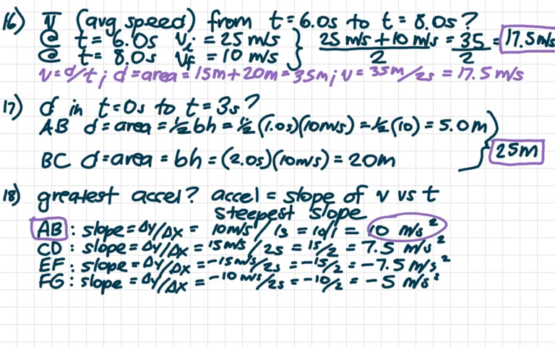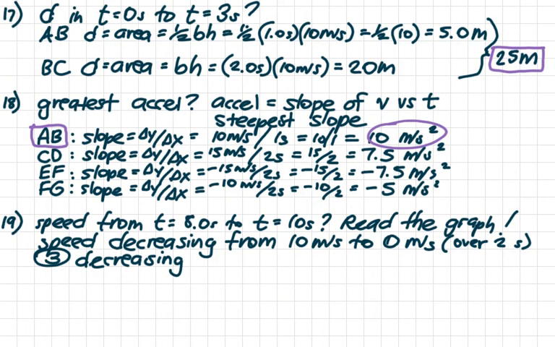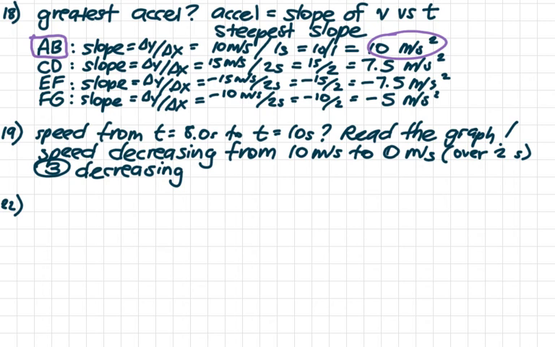All right, 19, the last question dealing with this particular graph. It says from 8 to 10 seconds, what's the speed doing? So we just read the graph. It's a speed graph, so read the graph. We can see that the speed is decreasing from 10 meters per second to 0 meters per second over 2 seconds. So that's choice 3, decreasing. Okay, getting close to the end.